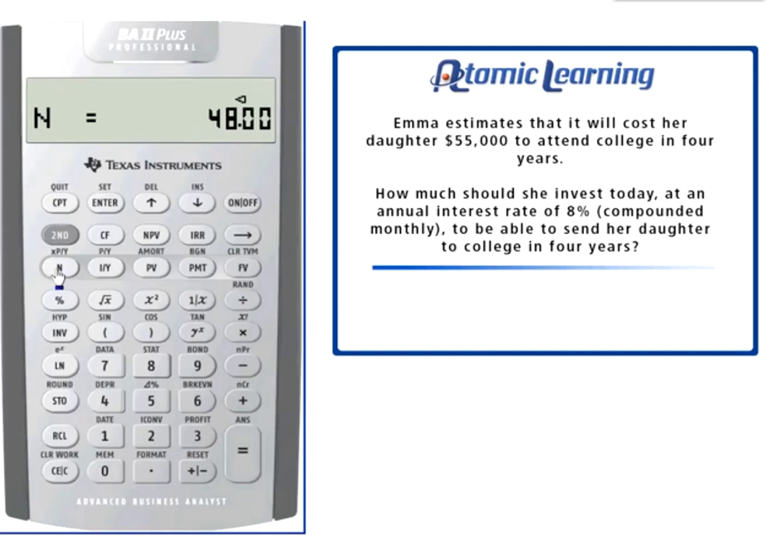Now all I have to do is calculate for the present value. So I'll press the Compute button in the upper left corner of the keypad, and then press the present value, or PV key, located at the center of the TVM button row. Here you can see that my answer is negative $39,980.63. The reason this number displays as negative is that the calculator is accounting for the direction of cash flow. The number is negative because it represents an investment. Emma has to invest $39,980.63 today in order to achieve her goal.